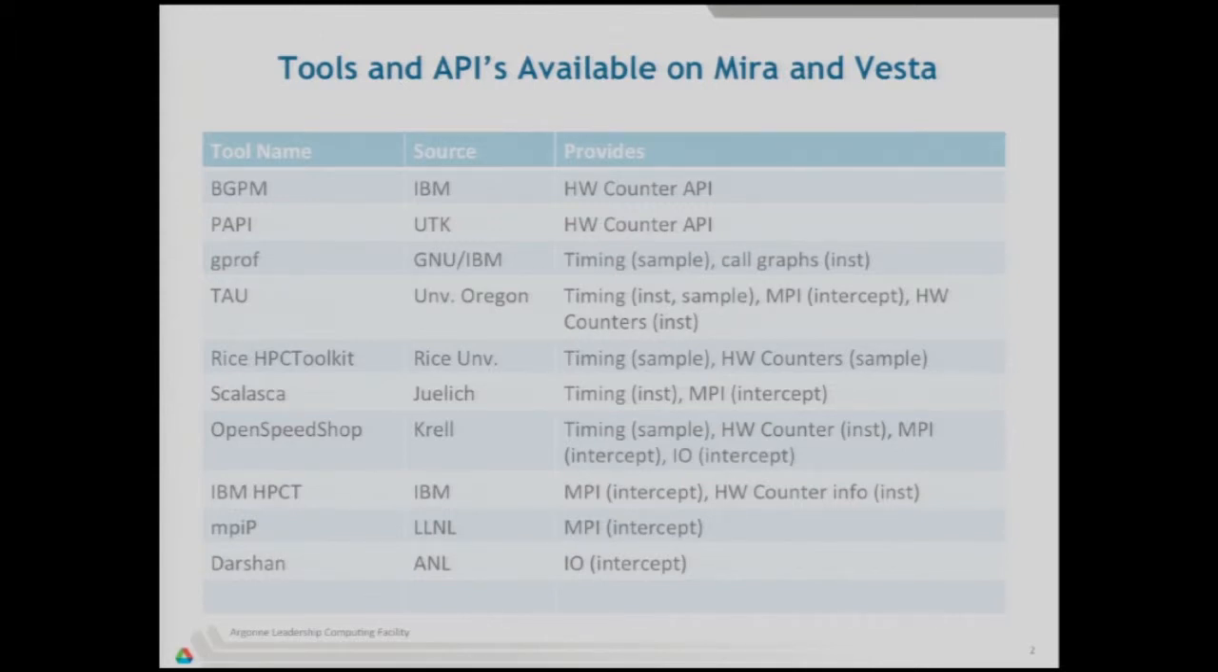As you can see, we have quite a few. We have almost a dozen, and this is due to a lot of hard work by a lot of groups, people at Argonne and other groups here. So we have John Mellor-Crummey, who's going to be talking later about Rice HPCToolkit. He did a lot of work with IBM to make his tool work well on the BlueGene system.